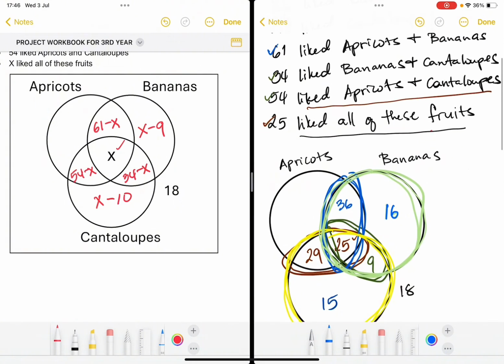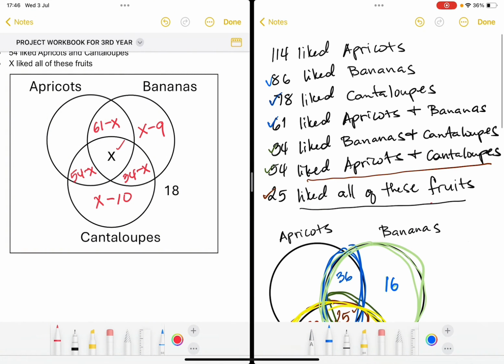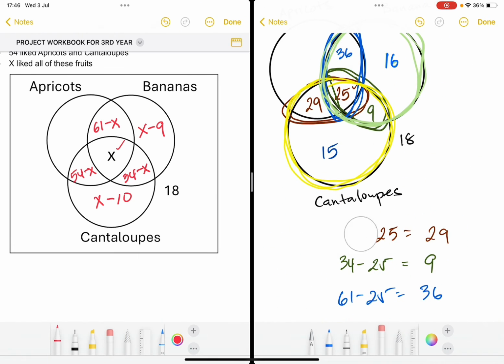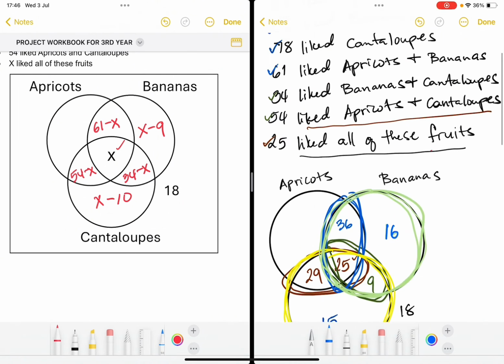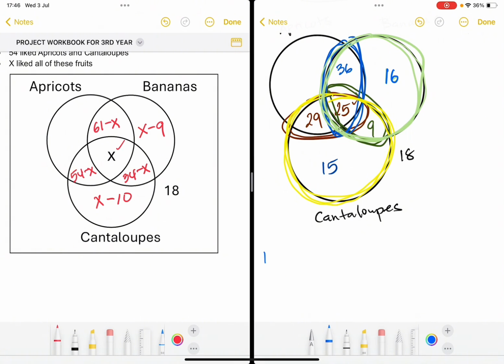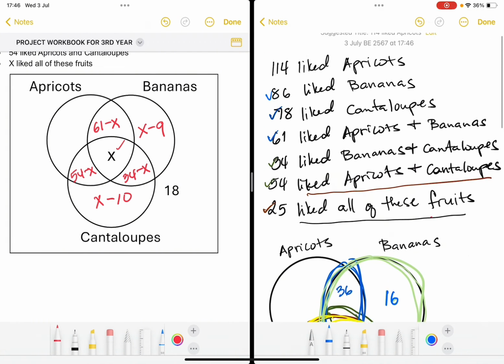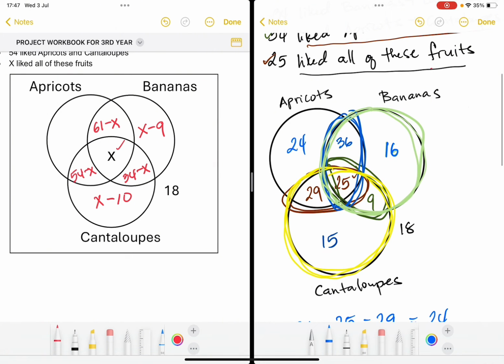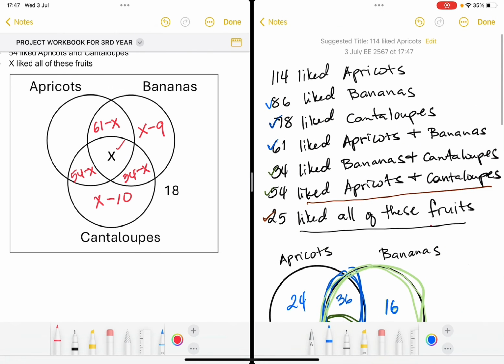Last one. 114 liked apricots. So we have 114 minus 36 minus 25 minus 29. 36, 25, 29. So we had 24. 24 people liked only apricots.